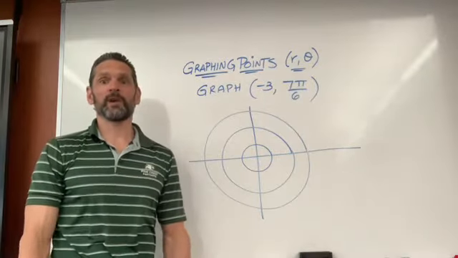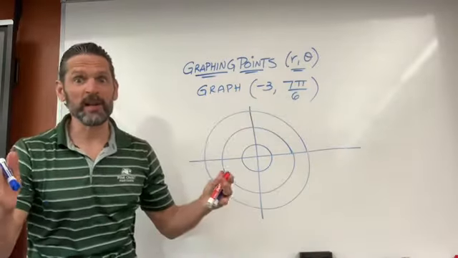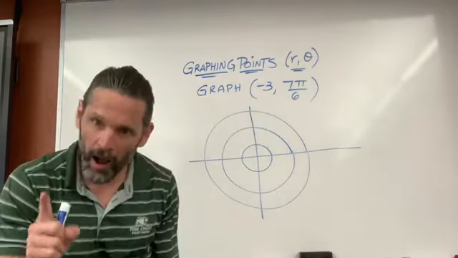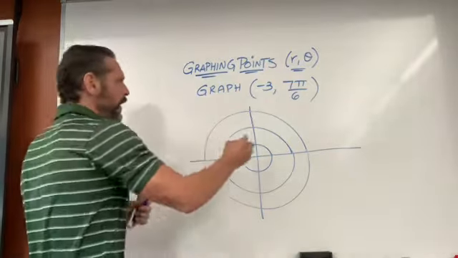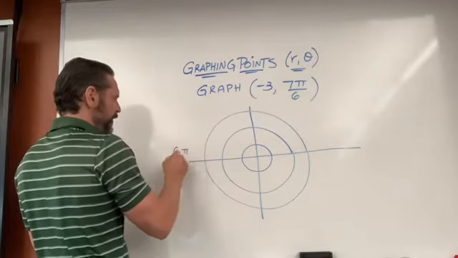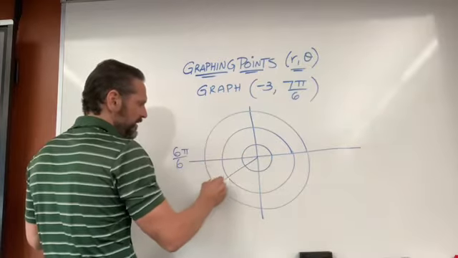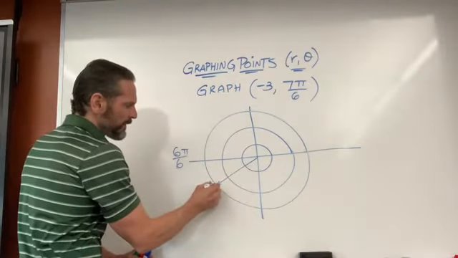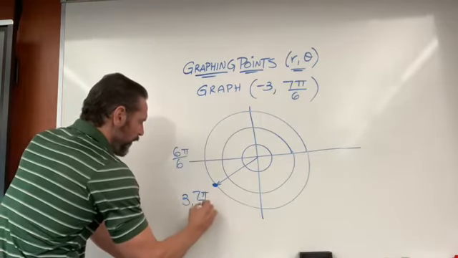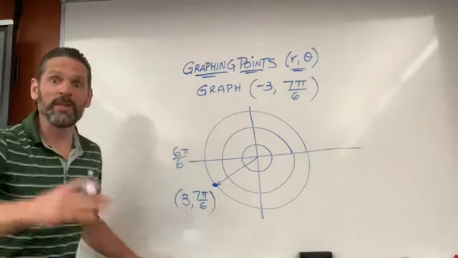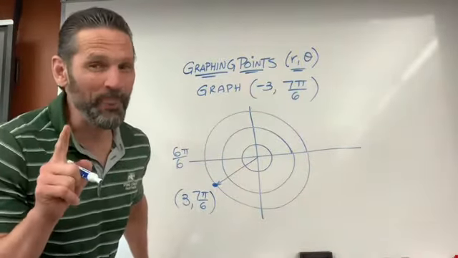Here's a little bit of training on this. Graph negative 3, 7 pi over 6. Here's my trick. I'm going to first graph positive 3, 7 pi over 6, and then I'm going to flip it over the pole. So I know here is 6 pi over 6. I'm going to go one more pi over 6 at a directed distance of 3. Here is 3 comma 7 pi over 6. I hope we can all agree that 3, 7 pi over 6 is definitely in quadrant 3. But we didn't want that, did we?